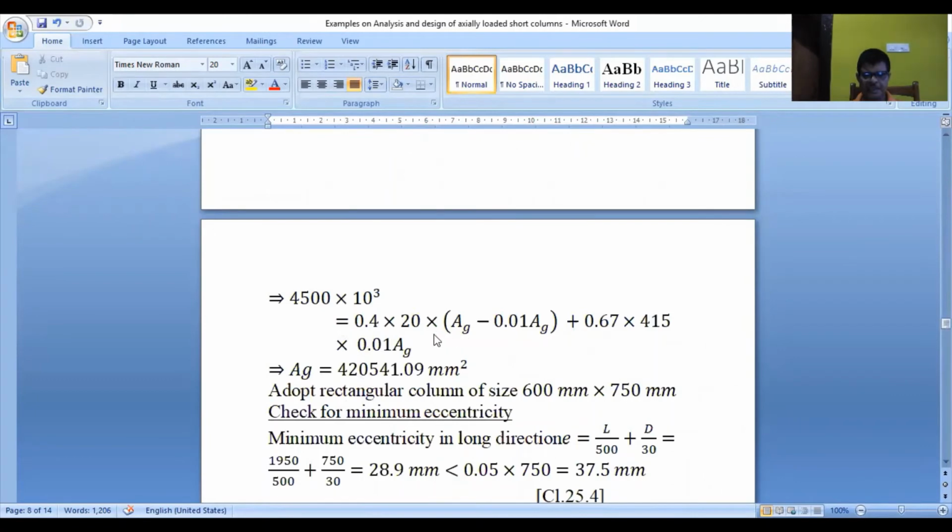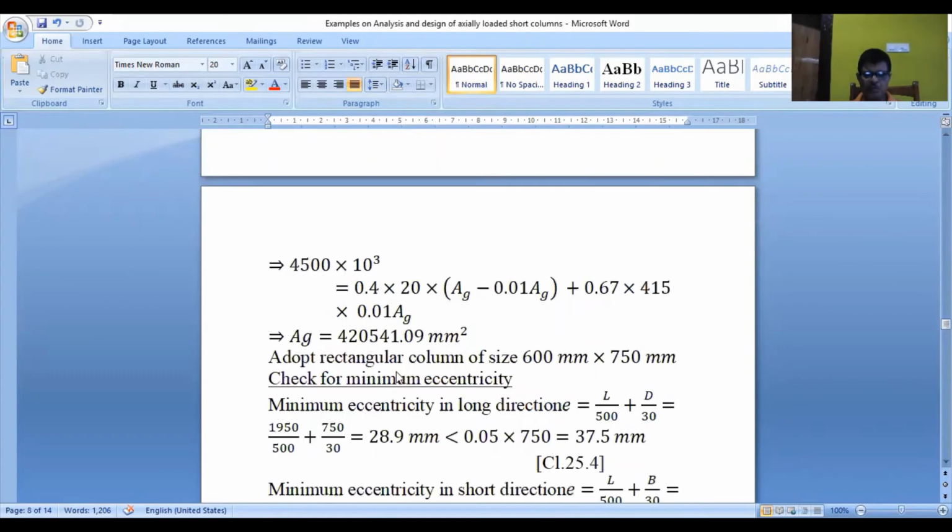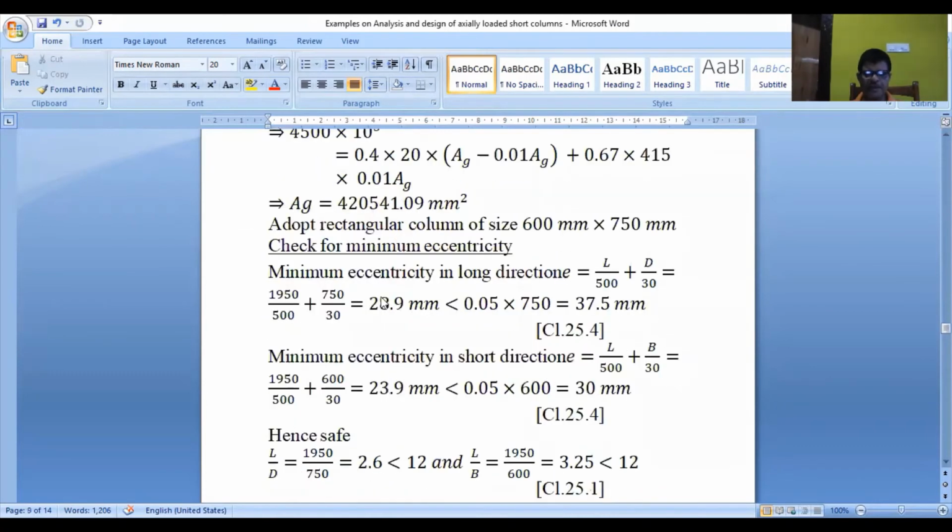The area of steel is equal to, we have taken 1% of this gross area, it will be 0.01 Ag, and Ag comes out to be this value 4205.01. Now if this is the value, so for this value you have to provide a rectangular area. So if you take 600 millimeter as the width, then 750 is the depth. So this value will be more than this value. It will be nearly 45,000 millimeter square. So you have to choose the value that should be more than this.